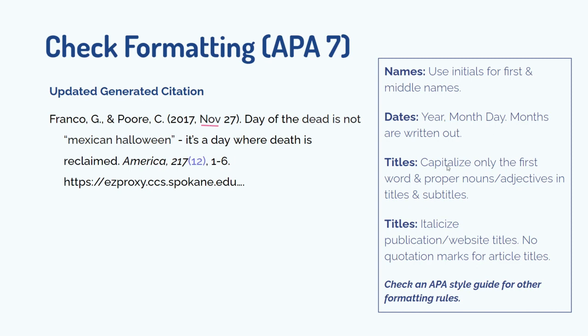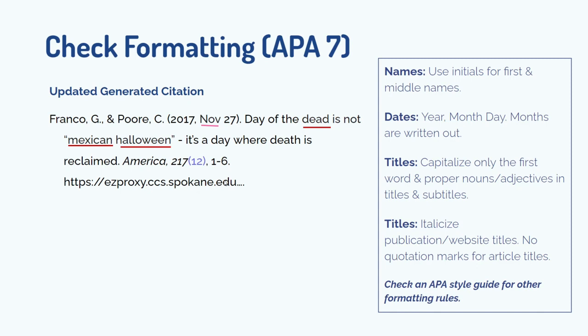Next, when it talks about titles, it says I need to capitalize only the first word and proper nouns or adjectives in the title and subtitle for the article. Okay, so I've got a capital D here, but Day of the Dead, well, that's a proper noun, so I'm going to have to capitalize that D in dead. Also, Mexican Halloween, those are proper nouns, so I'm going to have to capitalize those. It's a day where death is reclaimed. All right. I also need to italicize the publication or website title. Well, America is the magazine title. That is italicized, so we're good. Once again, everything else seems to make sense.